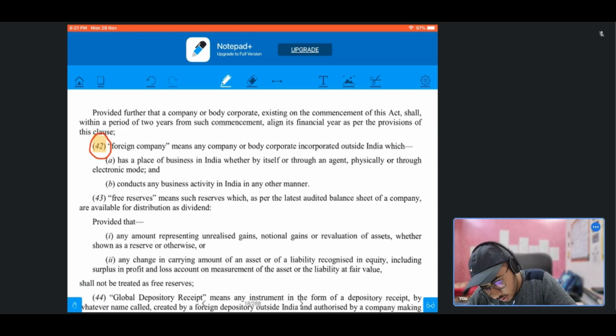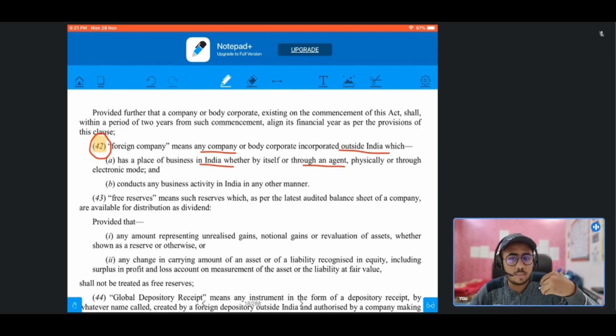Here it is also written that foreign company means any company or a body corporate incorporated outside India, that is, which is not incorporated in the Companies Act 2013 and has a place of business in India, whether by itself or through an agent. The company may act by itself or it may appoint an agent which may act on behalf of the company, and the company also may conduct its business physically or through electronic mode, and conducts any business activity in India in any other manner.